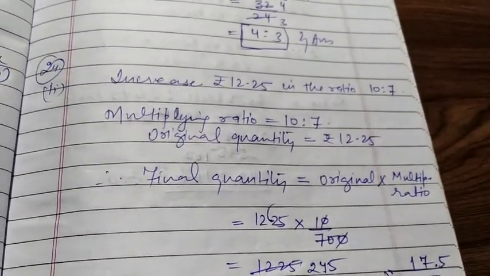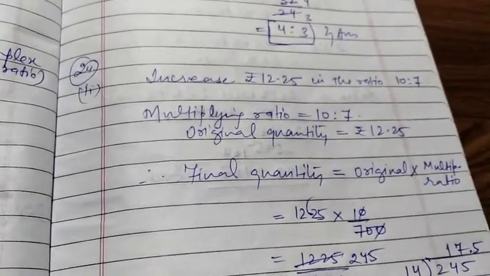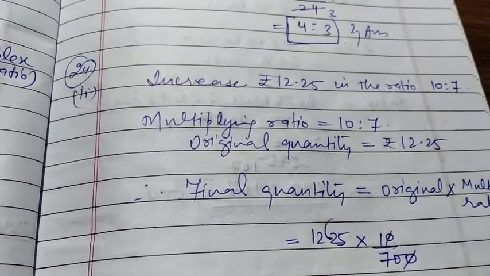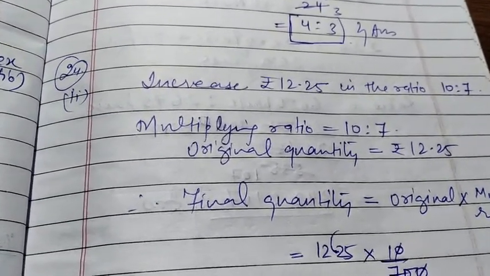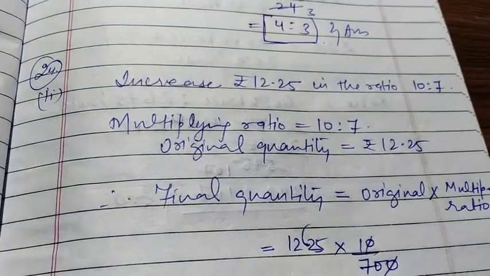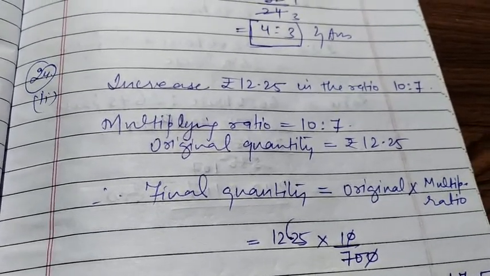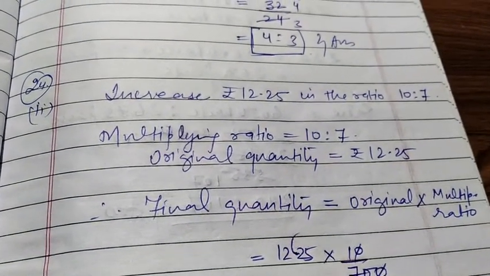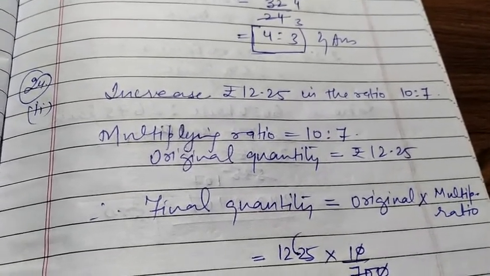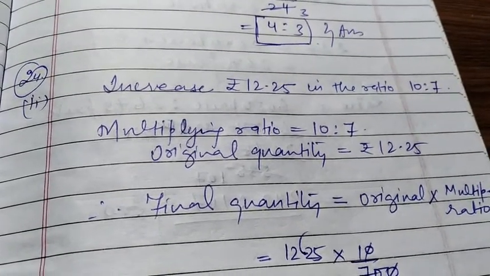Now here, reduce rupees 105, sorry I have done the second part, so let's take the second part. It is with the same method, reduce की जगह increase आ गया, increase ratio 12.25, तो 12.25 में बढ़ाना है, मतलब 12.25 हमारी ओरिजिनल क्वांटिटी हो गई। किस रेशो में बढ़ाना है 10:7, तो here multiplying ratio is already given 10:7 और ओरिजिनल क्वांटिटी हमारी है 12.25.